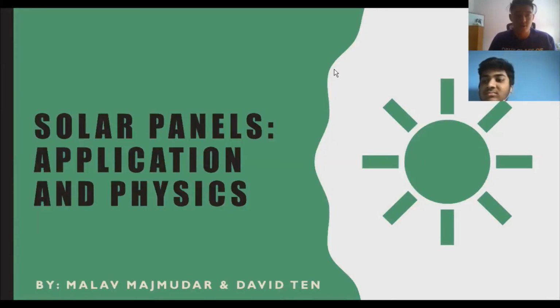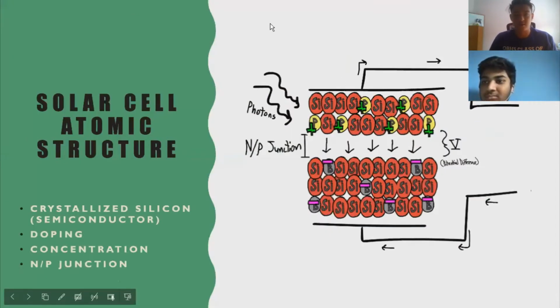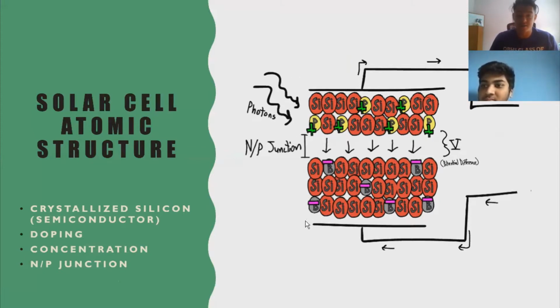All right. So our project on solar panels, we're going to talk a little bit about the application of physics behind those things, and we actually start with looking at the atomic structure of a solar cell. As you can see here, this is what a typical solar cell would be. The main component of it is silicon. The reason why is that's the best semiconductor that we currently have.